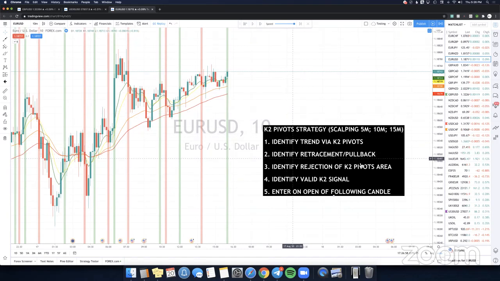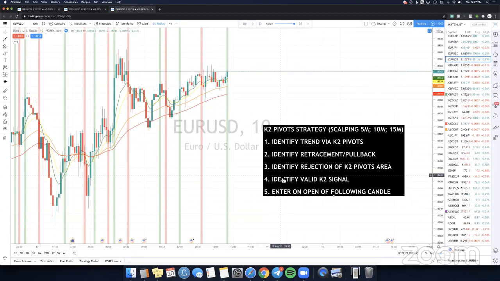Next, you want to identify a retracement pullback. So you can see your price came up. It rejected off this point, and then it came down. So this is a retracement pullback. Lastly, identify rejection of the K2 pivots area. So right here, you can see price came up, it retraced right here, and then it rejected off the K2 pivots right here. So requirements 1, 2, and 3 have been met.